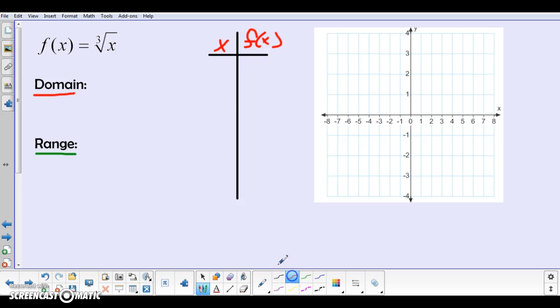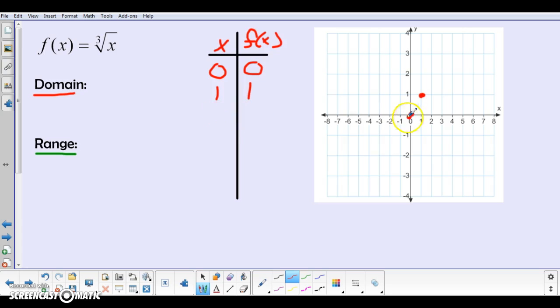So as I plug in numbers, the first one easy to plug in would be 0. If I were to take the cube root of 0, I would get 0. So that means (0, 0) is a point that's on our graph. The next one I could plug in would be 1. The cube root of positive 1 is positive 1. So (1, 1) is a point that's on our graph.